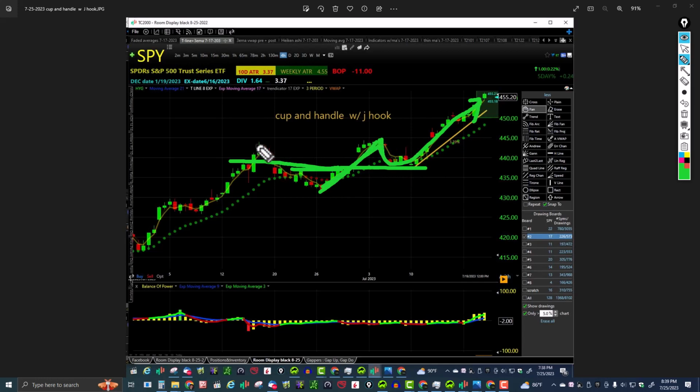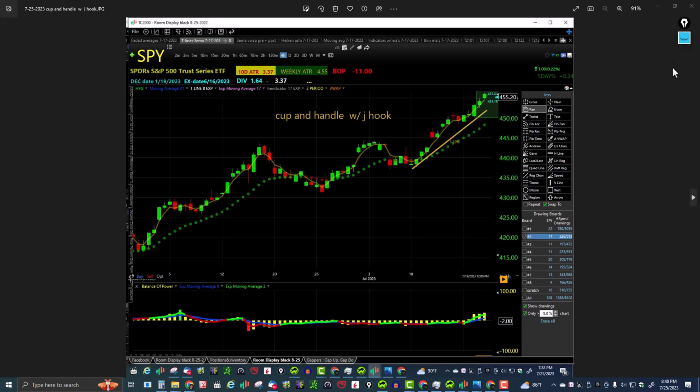You've got equal highs, you've got a higher low, pressure will be on the bulls. If I said bears, I meant bulls. Pressure will be on the bulls to produce the higher high. So there's a cup and handle with a J hook breakout right there.